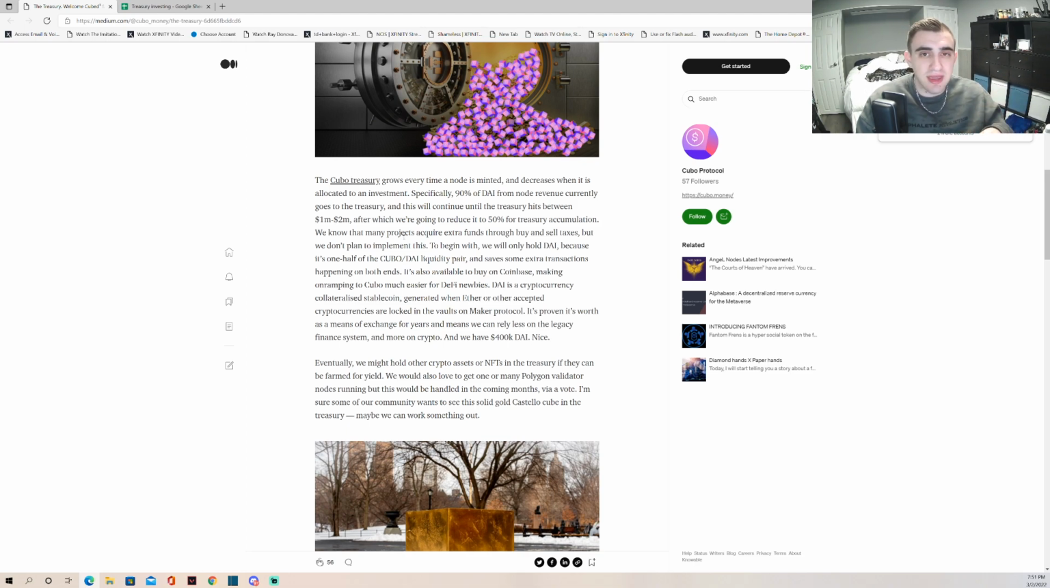Specifically, 90% of DAI from node revenue currently goes to the treasury. So they don't take it as Cubo. I like how they take it as a stablecoin. And this will continue until the treasury hits between 1 to 2 million, and then it will reduce to 50% for treasury accumulation.